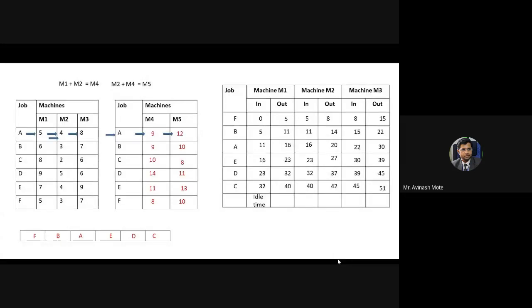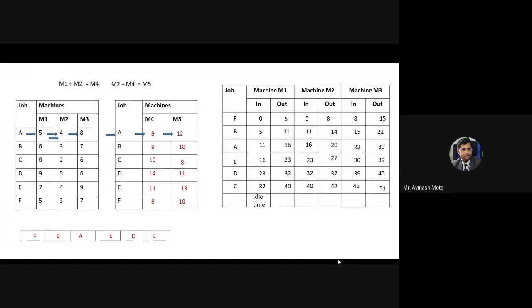Okay, now M1 started at 0, there is no lag in between. But all the machines are stopping at 51, and M1 has its last job at 40 o'clock. So from 40 to 51, the machine is idle. So idle time is 11. Okay, idle time is 11.